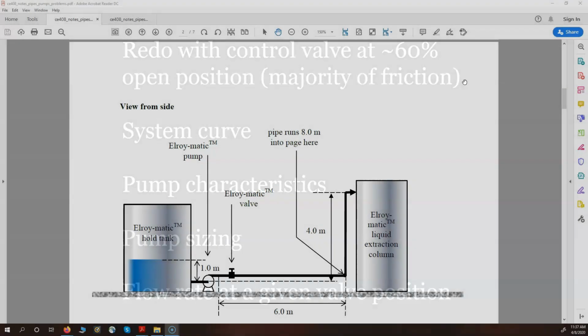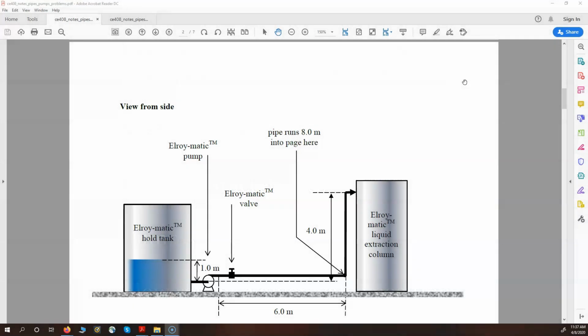At this point, we have talked about system curves. We have talked about pump characteristics. So we're ready to go back to this example. Our scenario was we have this whole tank. There's a negligible length here. We've got this centrifugal pump.